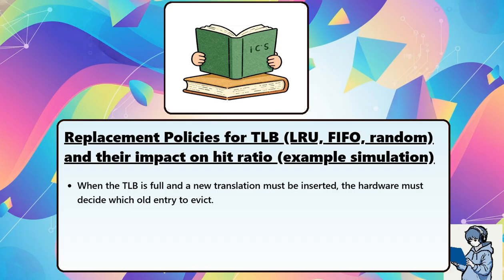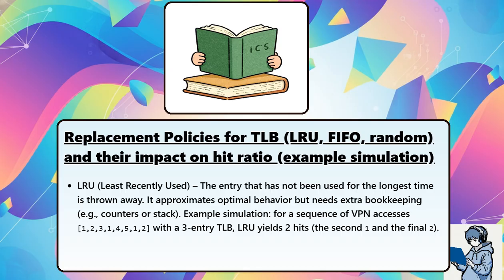When the TLB is full and a new translation must be inserted, the hardware must decide which old entry to evict. Common policies: LRU, least recently used, the entry that has not been used for the longest time is thrown away. It approximates optimal behavior but needs extra bookkeeping, for example counters or a stack. Example simulation: for a sequence of VPN accesses [1, 2, 3, 1, 4, 5, 1, 2] with a 3-entry TLB, LRU yields 2 hits, the second 1 and the final 2.